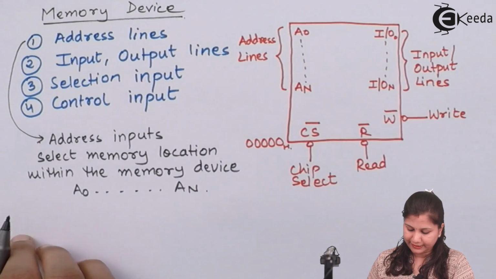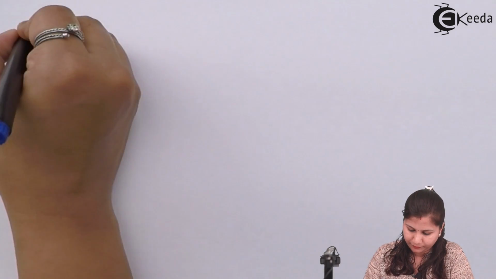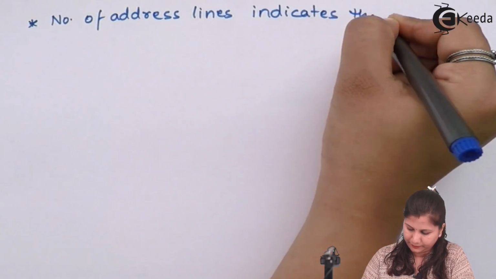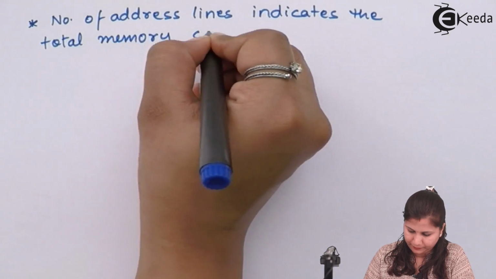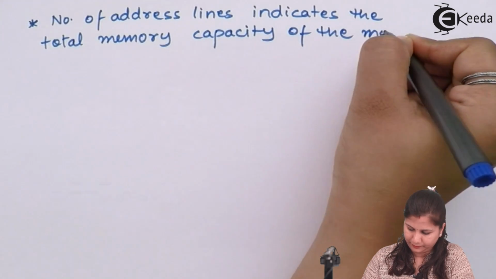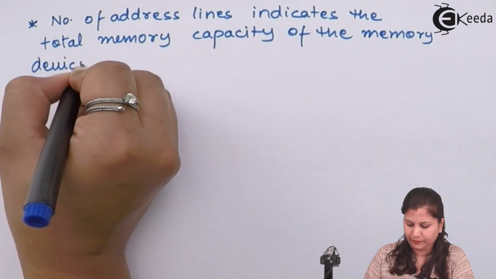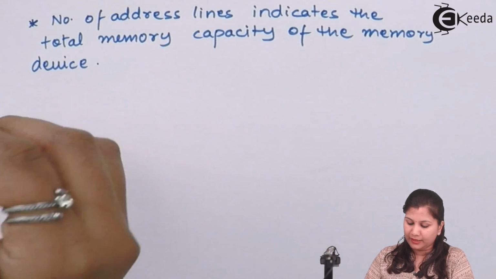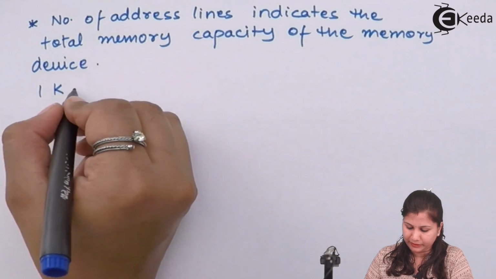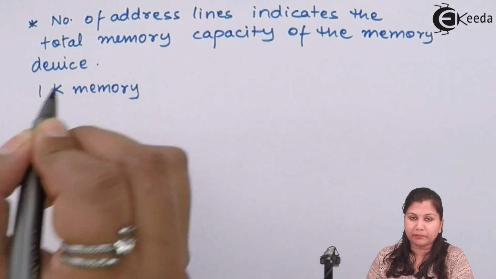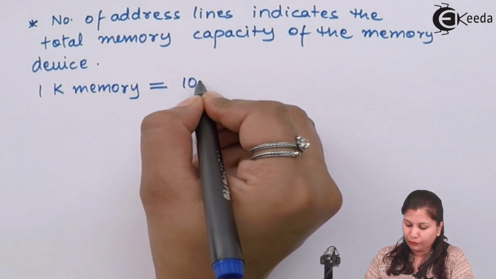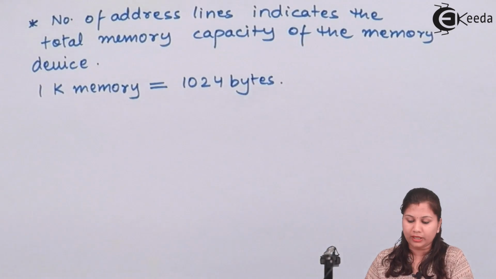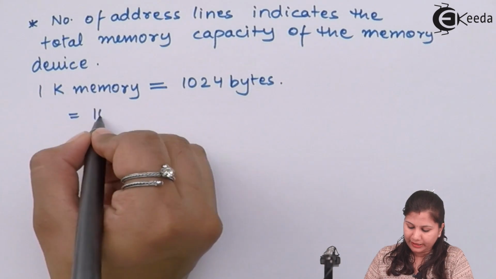So the number of address lines will indicate the total memory capacity of the memory device. Suppose we are having a 1 kilobyte memory. This 1 kilobyte memory will have 1024 bytes. 1 kilobyte equals 1024 bytes. So this will be equal to 10 address lines.